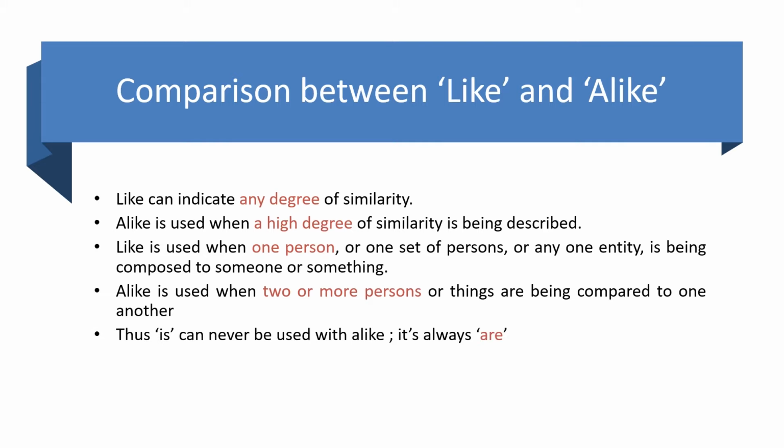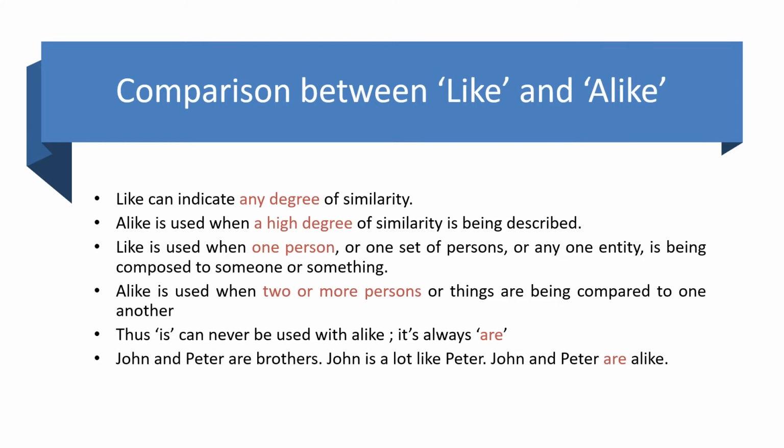So remember, is can never be used with alike. It's always are. For example, John and Peter are brothers. John is a lot like Peter. So John and Peter are alike.